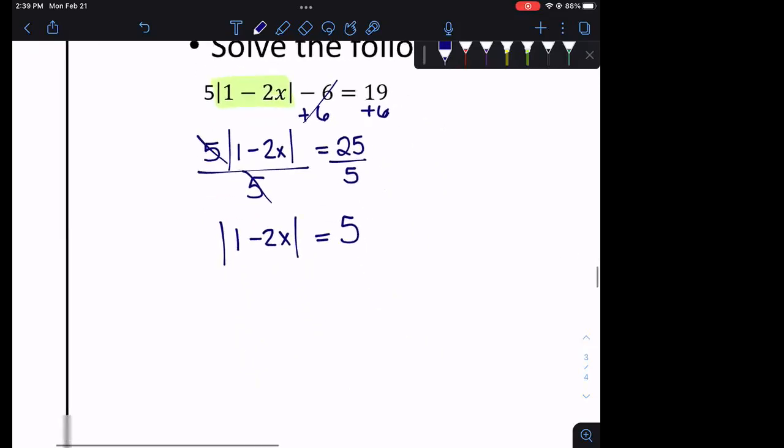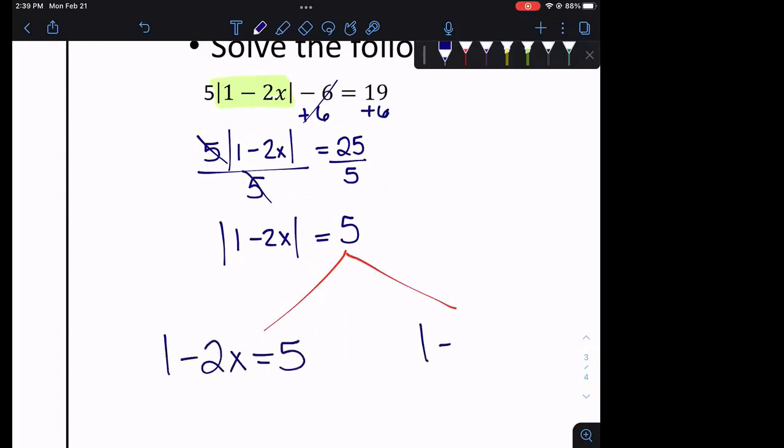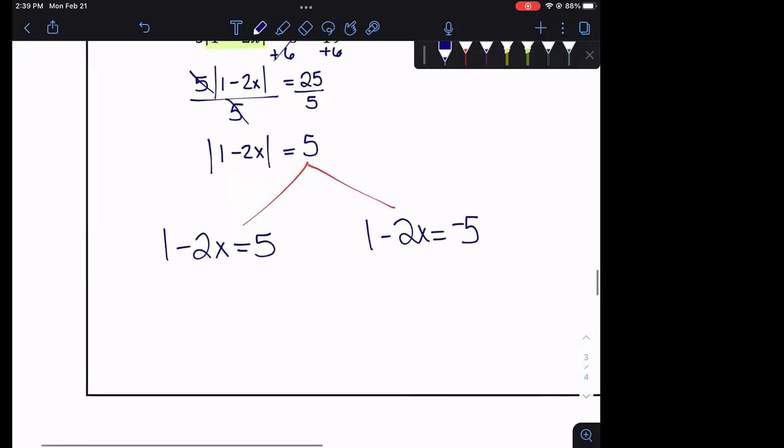Now we're going to separate this into our 2 pieces. Remember, we're going to have one with a positive 5 and one with a negative 5. Just like that. I've had some students in the past who write the negative 5 on the left, the positive 5 on the right, and that's perfectly fine as long as you have one of each. And then we're going to solve both of these.